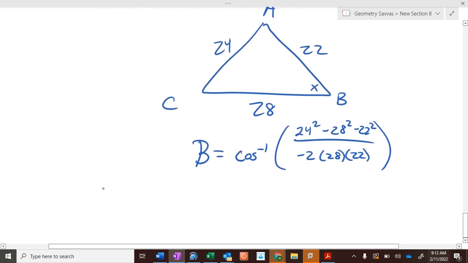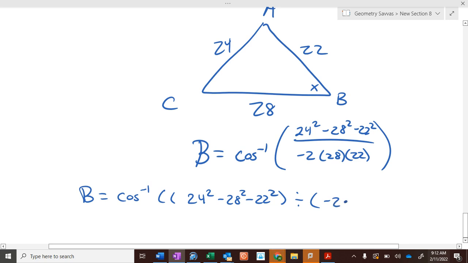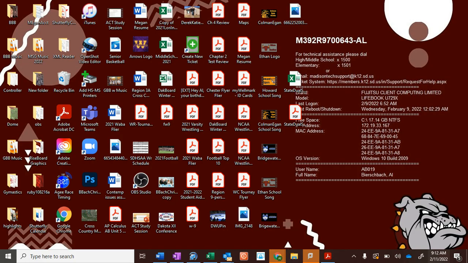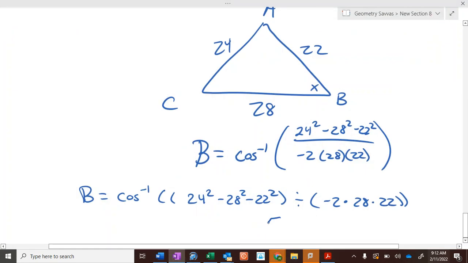So on your calculator, the way it would work out is you'd go inverse cosine, which is second cosine, put two parentheses, 24 squared minus 28 squared minus 22 squared, parenthesis, divided by parenthesis, negative 2 times 28 times 22, parenthesis, parenthesis, equals, and you get 55.8 degrees. Sounds right.